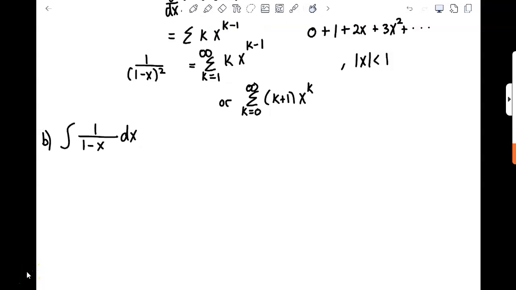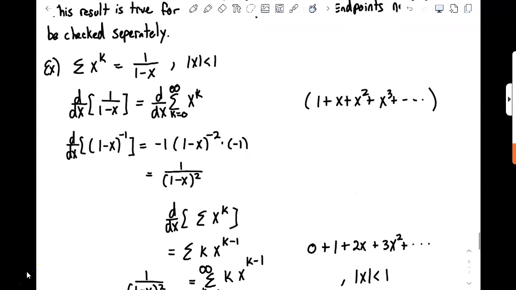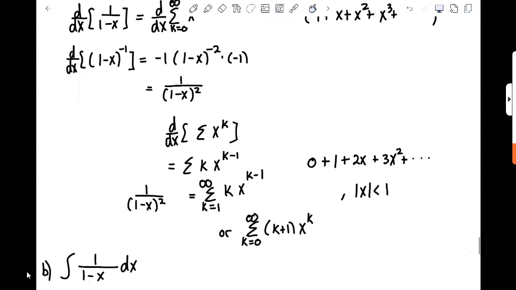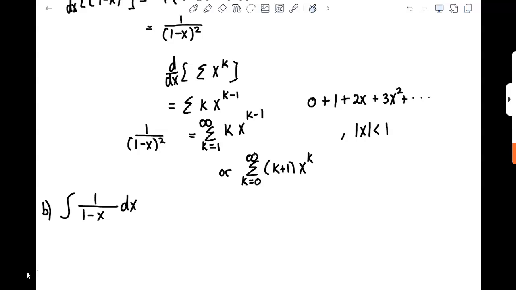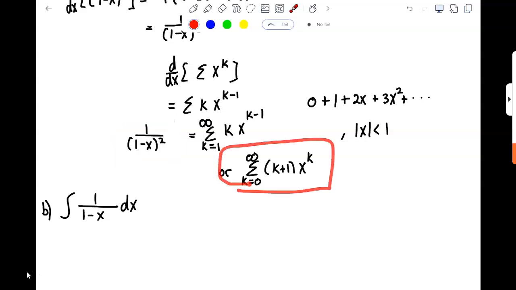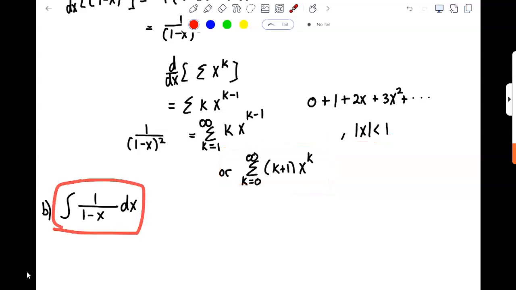All right, welcome back. So in the previous example, we looked at differentiating the geometric series to get a new result, and that was that this series, 1 over (1 minus x) quantity squared, is actually this infinite series, and it converges as long as the absolute value of x is less than 1. So now we want to turn around and go the other way, and we want to integrate this series.